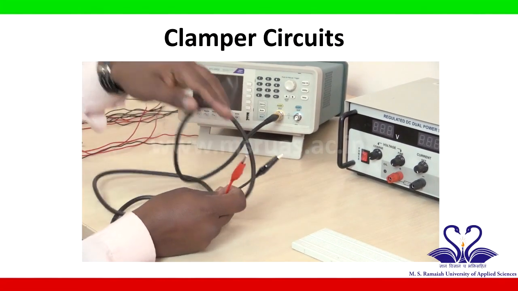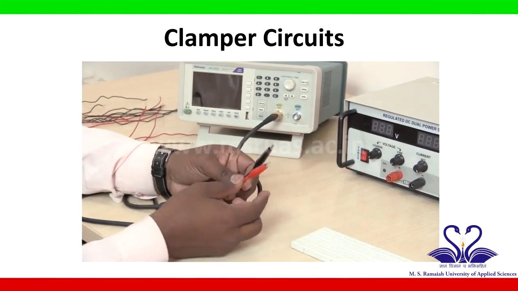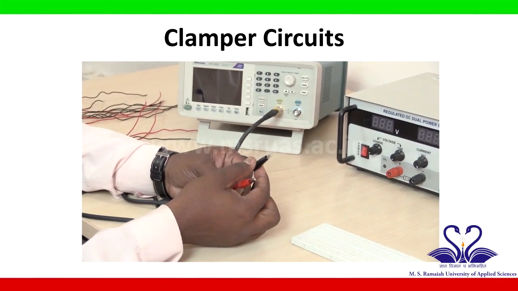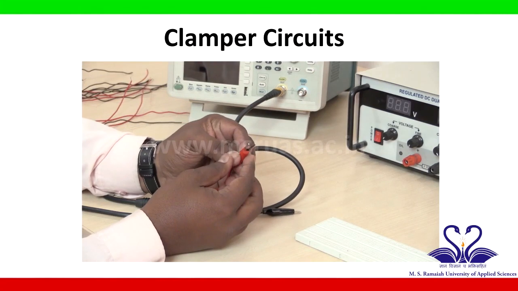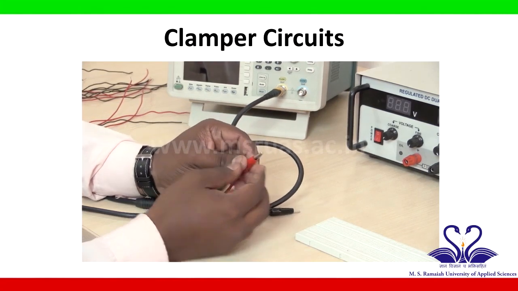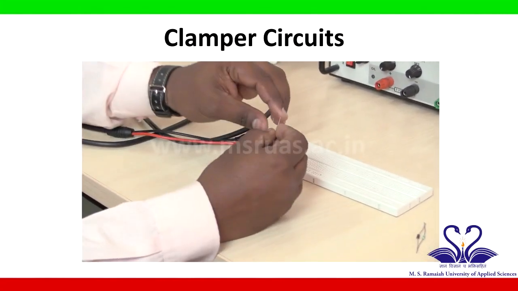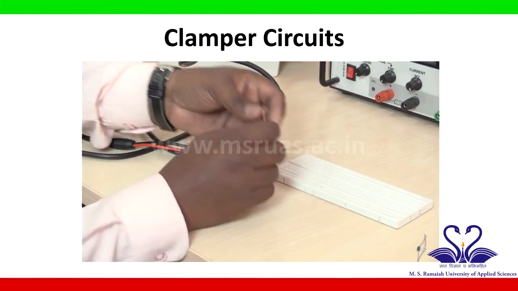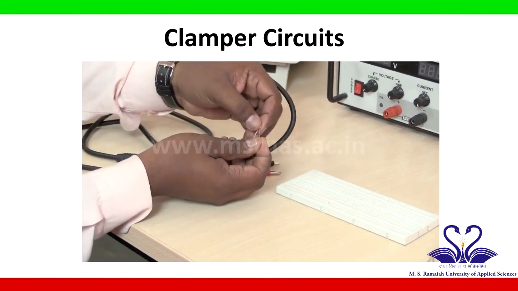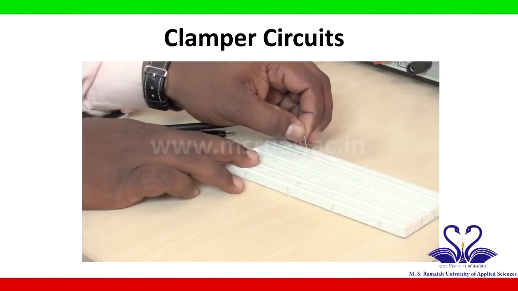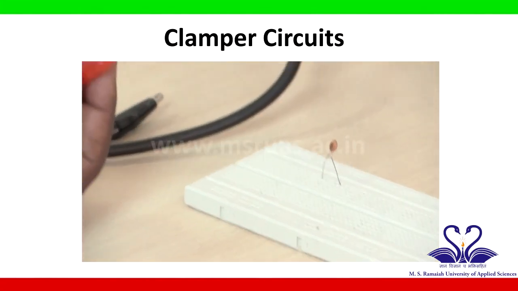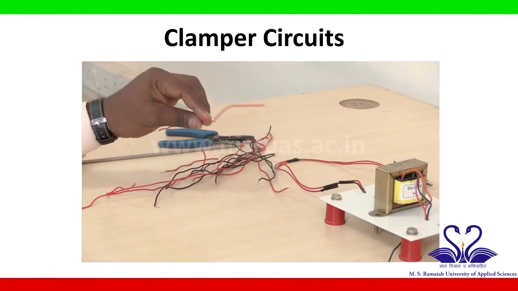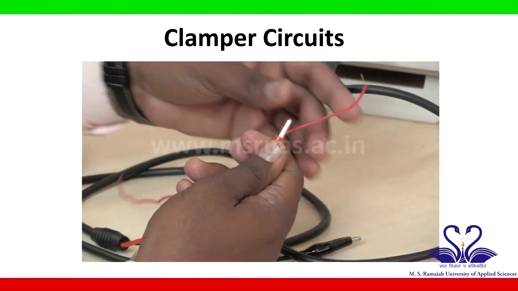It has two terminals, red is positive, black is negative. According to the circuit diagram, a positive of a function generator or a input voltage is connected to capacitor. So this is a capacitor. I will take this capacitor, connect in a breadboard. This is the positive of a function generator, which is connected to capacitor one end.